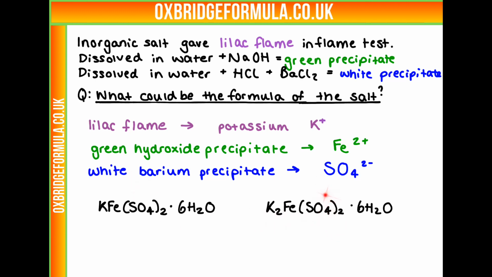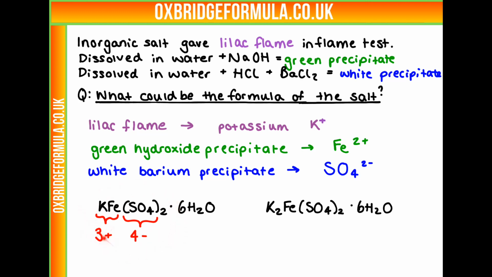But which one is it, and how do we work it out? Well, we can use the charges on our ions to see which of these is the correct answer. If we add them together, the net charge on our salt should be 0. So let's look. For our first one, we know that K has a +1 charge, iron has a +2, so that's +3 altogether, and our two sulfates will have an overall -4 charge. If we add these together, we get a net charge of -1, which is not what we're looking for.